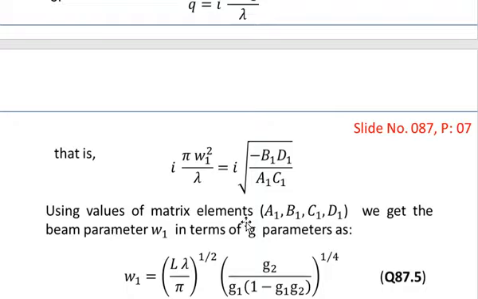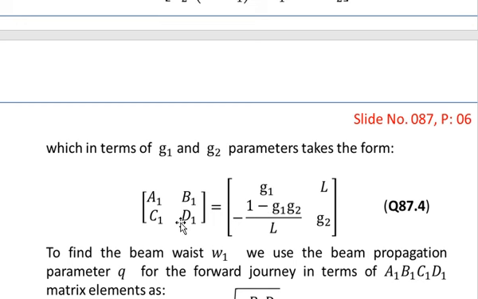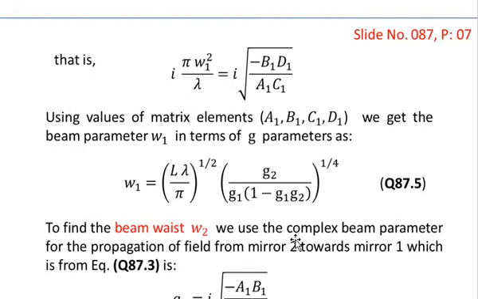Using the values of the matrix elements A1, B1, C1, D1, which we have derived over here, the elements are completely known in terms of the G parameters. If you substitute the values of B1, D1, A1, and C1 from the above equation, then we have W1, that is the radius of the beam waist. W1 is equal to square root of L lambda divided by pi multiplied by G2 over G1 into 1 minus G1 G2 whole term raised to power 1 over 4. So this is what we have found, W1.